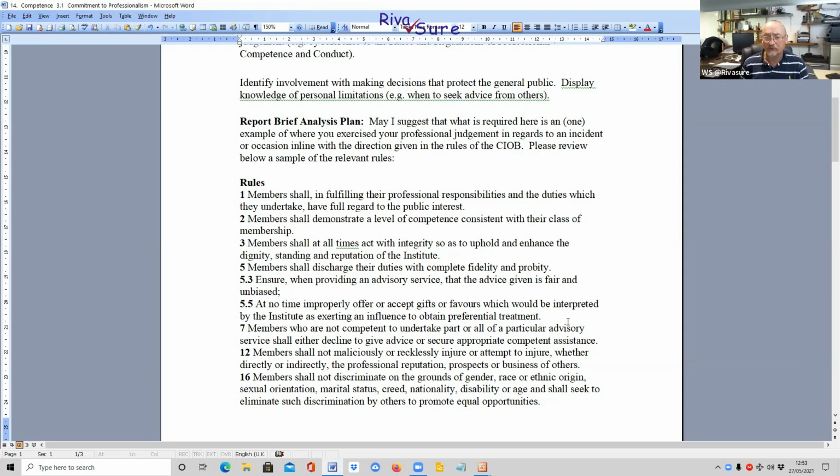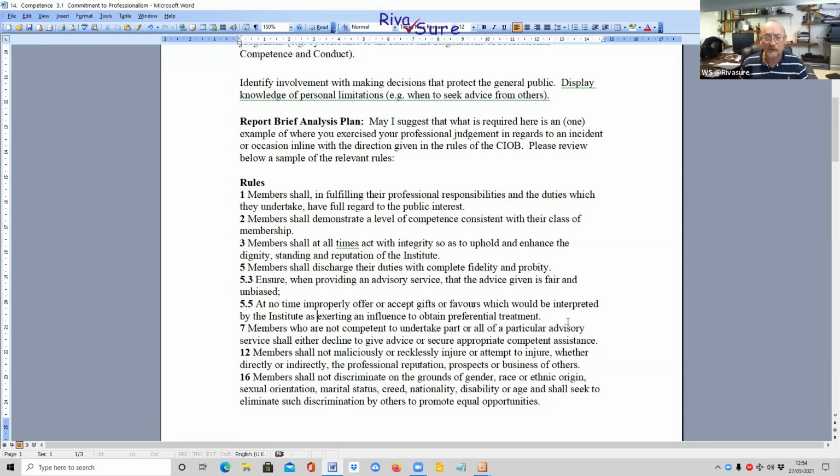And members shall not discriminate on the grounds of gender, race, or ethnic origin, sexual orientation, marital status, creed, nationality, disability, or age, and shall seek to eliminate such discrimination by others to promote equal opportunities for all. Well, in that rule, number 16, there is obviously doing the right thing with integrity. Perhaps you can consider an example.